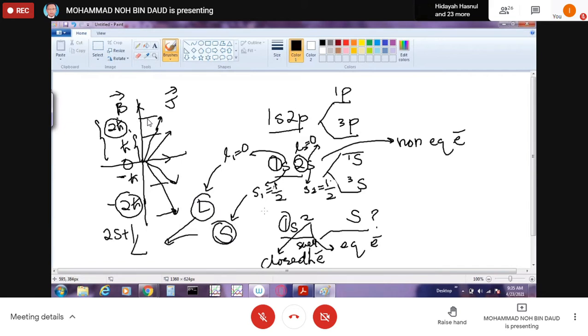The closed-shell electrons are always equivalent electrons. Like this, 2p6 is a closed shell, and this is a closed-shell orbital. 3d10 is a closed shell. These 10 electrons are the closed-shell electrons.